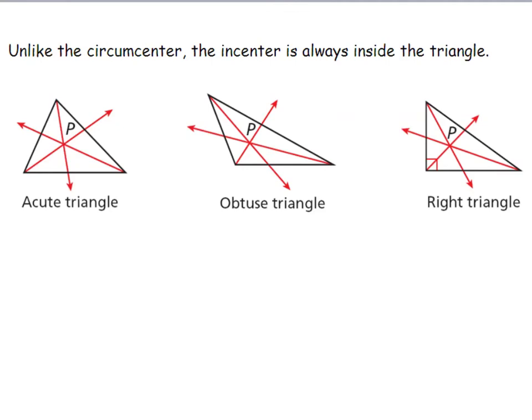So unlike a circumcenter, the incenter will always remain on the inside of the triangle. It doesn't matter if you're dealing with an acute triangle, an obtuse triangle, or a right triangle, all of the angle bisectors will always intersect on the inside of my triangle. So my incenters are always located on the inside of my triangle.